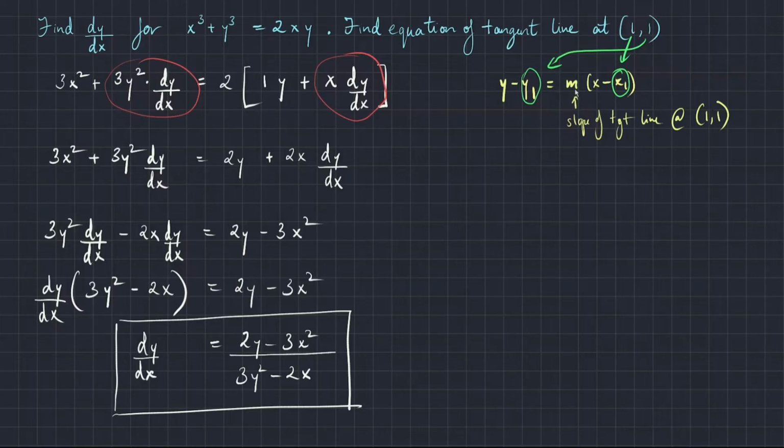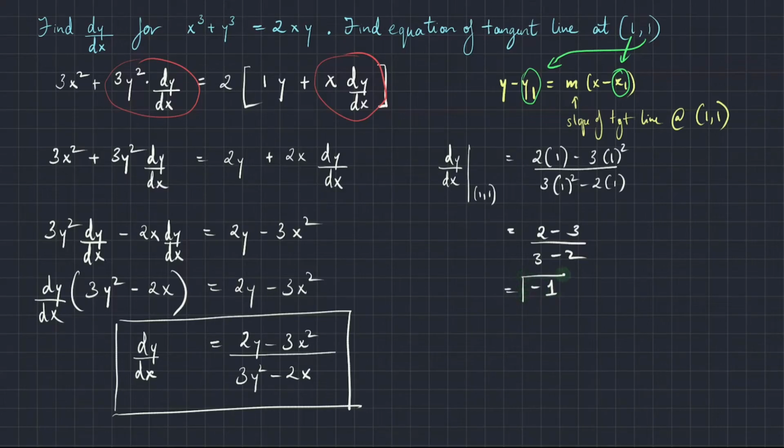But first, let's find the slope of the tangent line at (1, 1). We have dy/dx at (1, 1) is going to equal -1. So that's our dy/dx, but we're not done yet. We have to find the equation of the tangent line. This is the slope of the tangent line, but we have to find the equation of the tangent line.